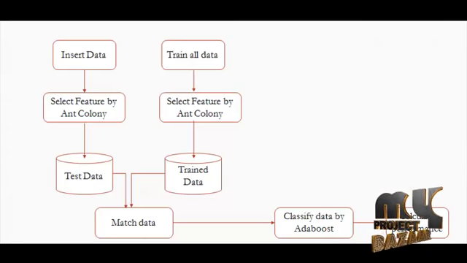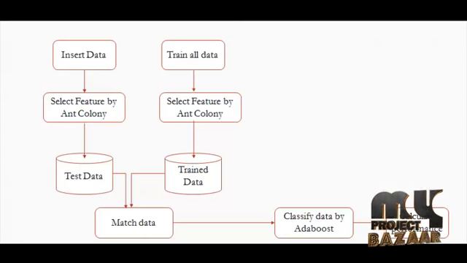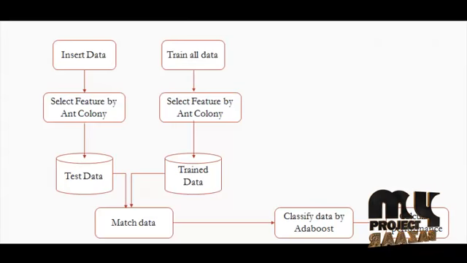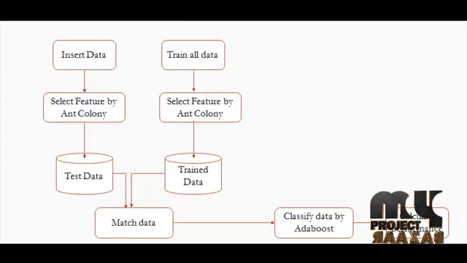Then we perform insert data, inserting 1% diabetic data, and then perform ant colony feature selection. After that, the best features are selected and stored as test data. The test data and trained data values are matched. This matching is done by the AdaBoost classifier.